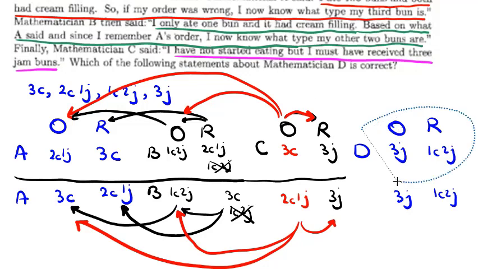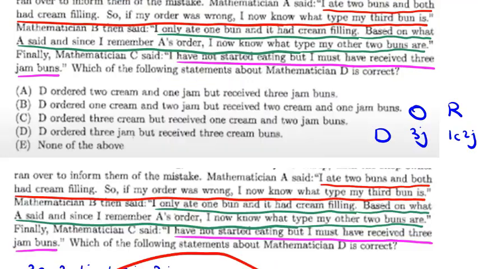So let's check the choices. Let me copy. Okay, D ordered 3 jams, so it is wrong. D ordered 1 cream, D ordered 3 cream, wrong. D ordered 3 jam but received 3 cream buns. No, received 1 cream, 2 jam. So it is wrong also, so the answer is E.